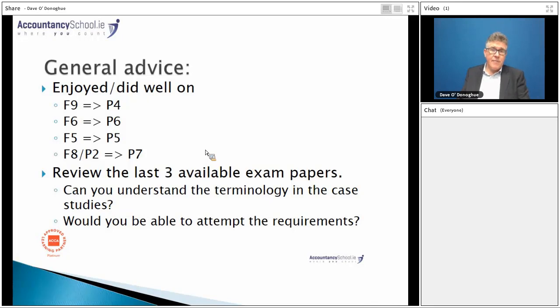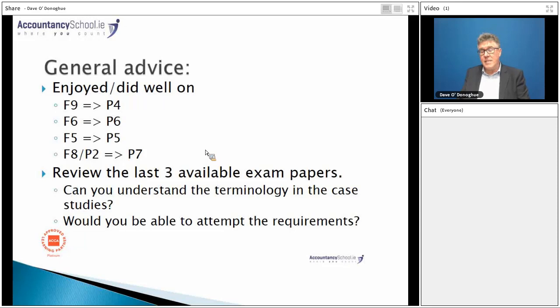If you did well in F5 performance management, then you should take on advanced performance management in P5. Or if in your earlier studies you enjoyed or did well in F8 auditing or P2 accounting, because a lot of the P2 material will come into P7, then you should consider P7.